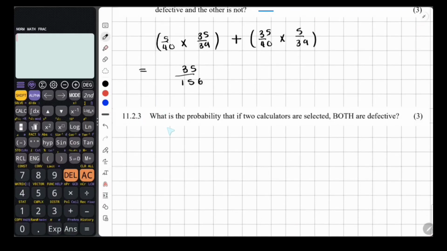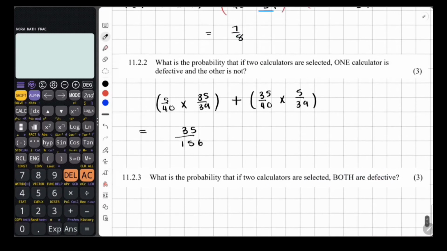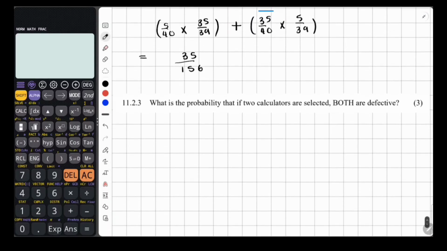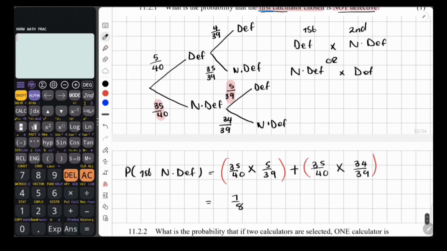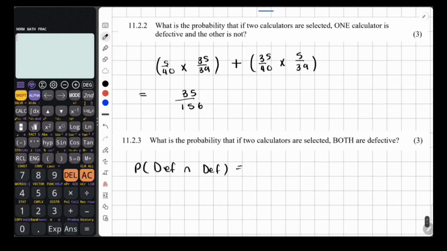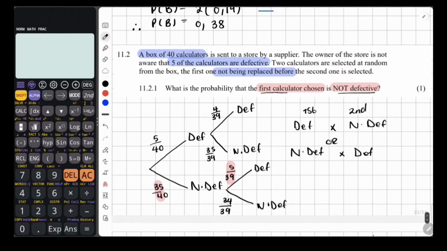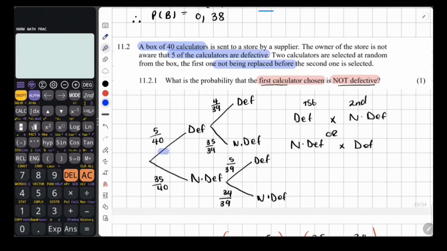And then we have 11.2.3, and this says, what is the probability that if two calculators are selected, both are defective? Okay, so two calculators, of course, are going to be selected, but now this time, both need to be defective. So we're actually just looking for here the probability of defective and defective. That's what we're looking for. So that is only one case. It's not two things that we have to consider. It can only happen once. So defective and defective will happen over here. The first one is defective, and the second one, the second pick, is also defective.